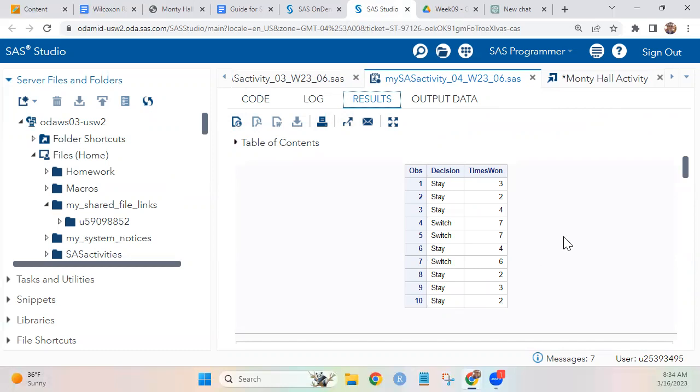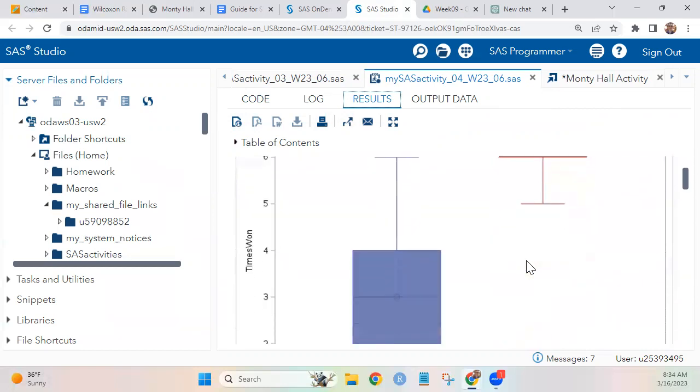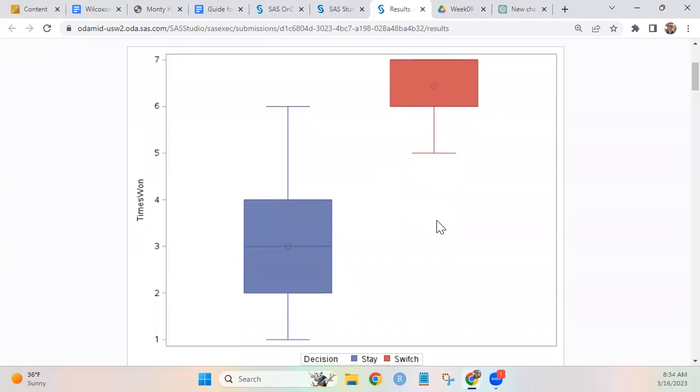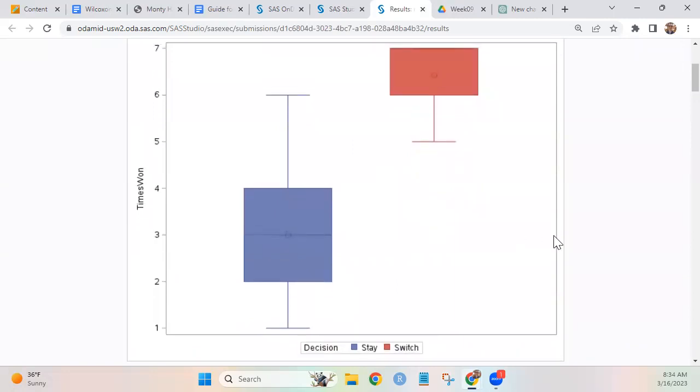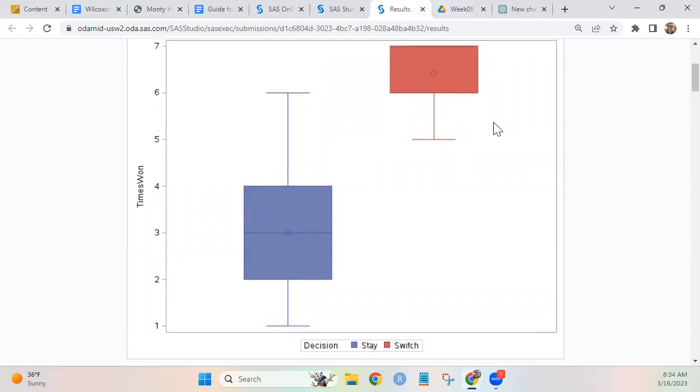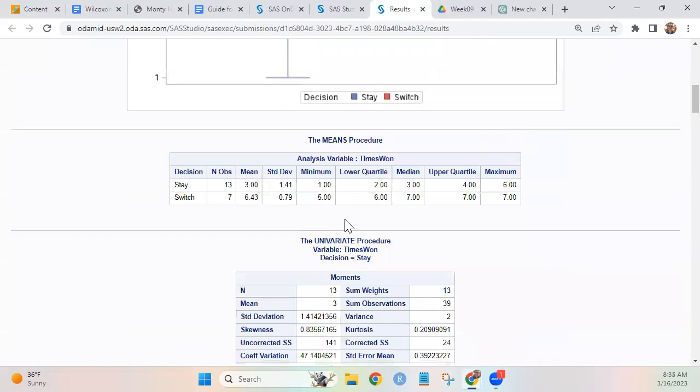Here's the first 10. So the number of times someone won out of 10, and then whether they stayed or switched, right? And here are the box plots. Okay, so already it looks like a pretty clear indication that it's maybe not 50-50. All right. So it's looking like switch is better here, right? You win more often, it looks like, typically.